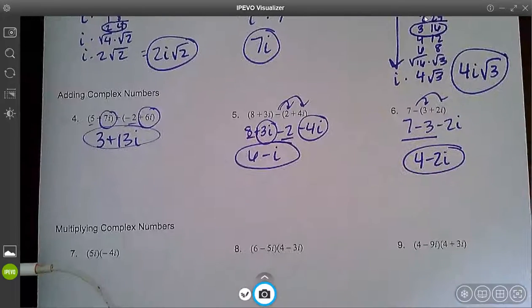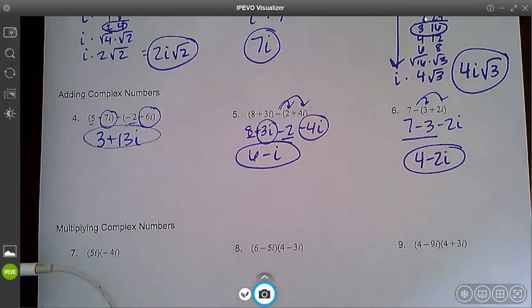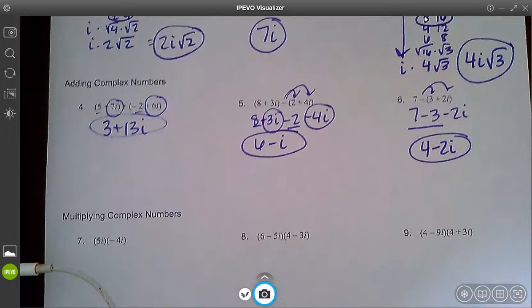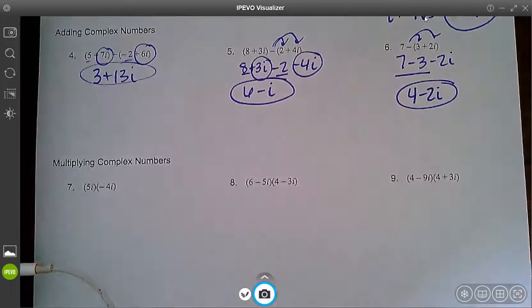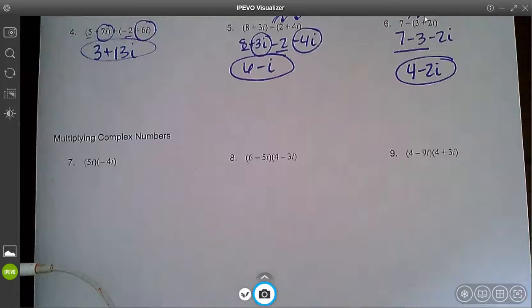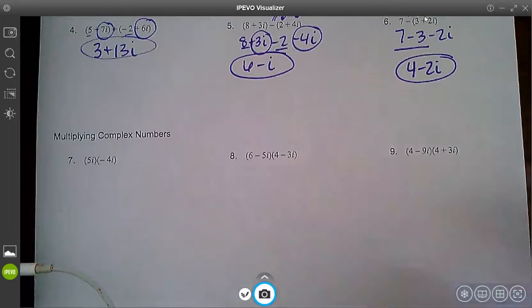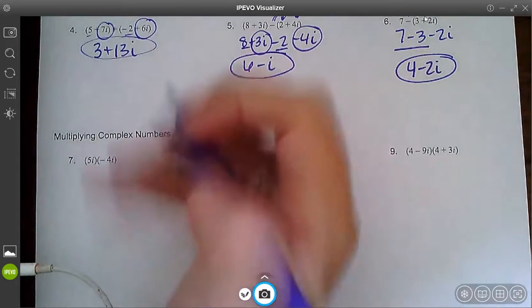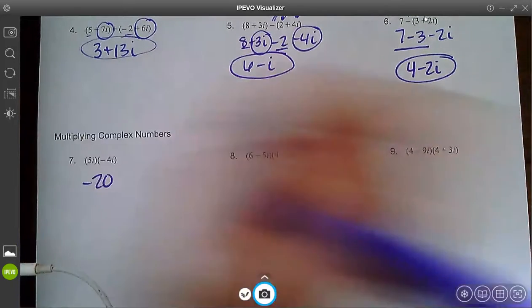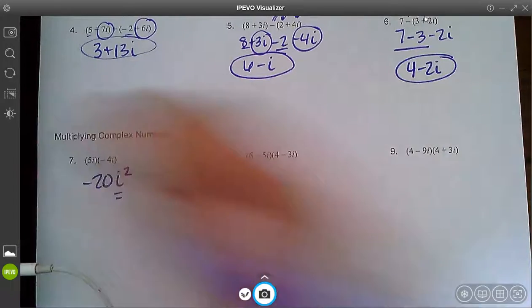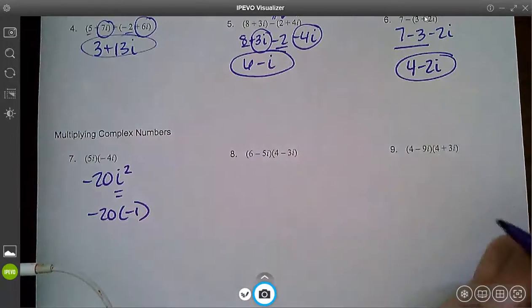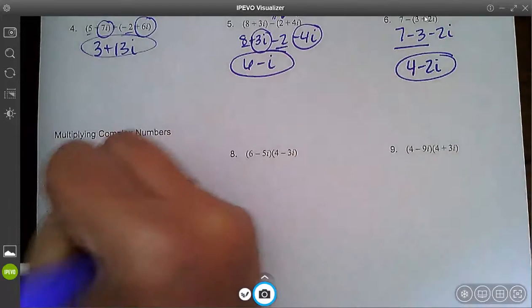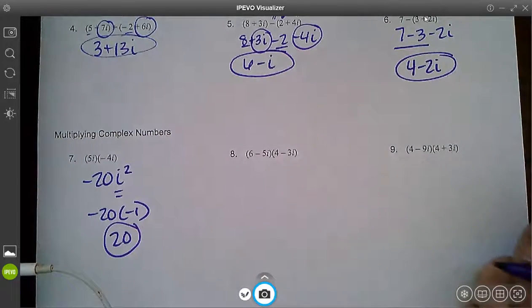When you're multiplying, though, typically you will have an i squared in there somewhere. So you're going to multiply like you would if it were a binomial, but then at the end, combine your like terms and convert your i squared to -1. So here I have 5 times -4, which is -20, and i times i, which is i squared. Always convert your i squared to -1. Don't leave it as i squared. You will not get full credit. So your answer is +20.